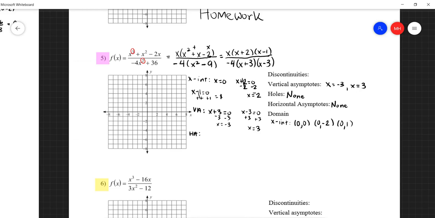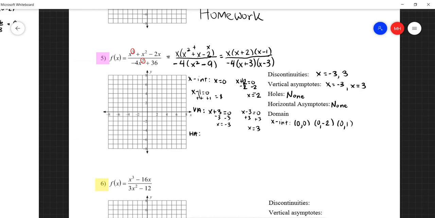And then this time we are going to do discontinuities first, and then we'll get the domain from drawing, so you can kind of see where we get all of it from. So discontinuities was holes and vertical asymptotes. Well, I only have vertical asymptotes this time. So the discontinuities are negative 3 and 3.